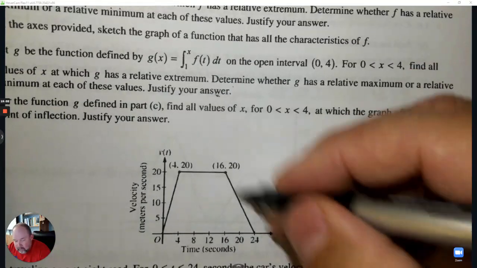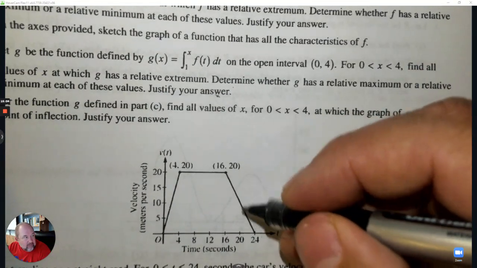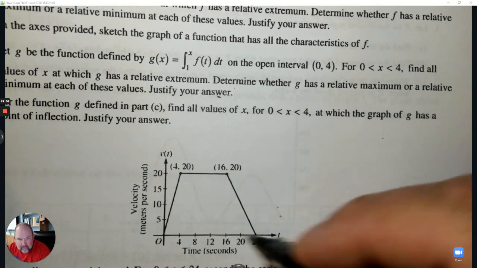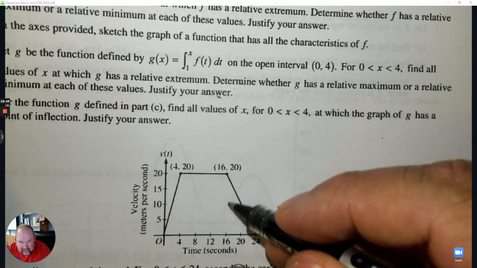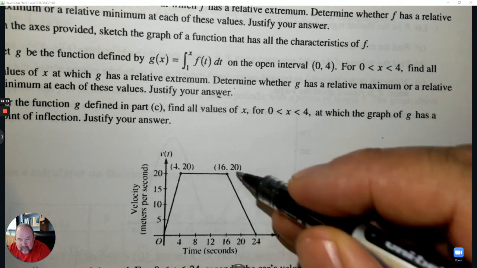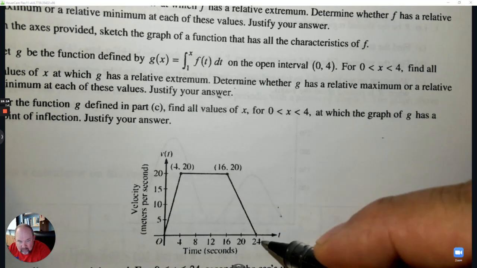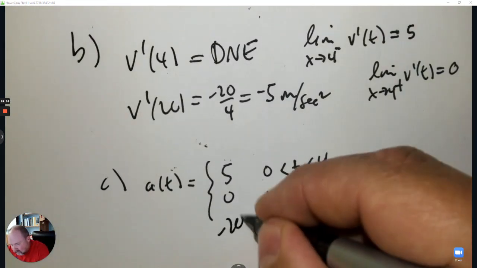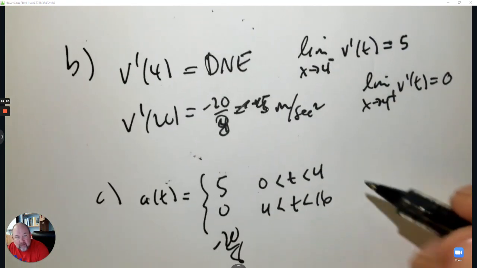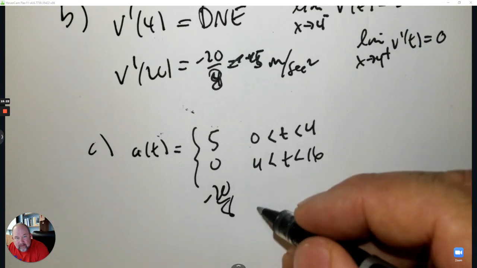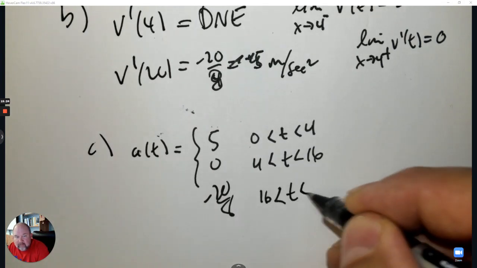And then last, the slope here we said was -5, right? Oh, it's at 16. So it's -20/8. This one here should be -20/8. I didn't read it right. And that goes from 16 to 24.